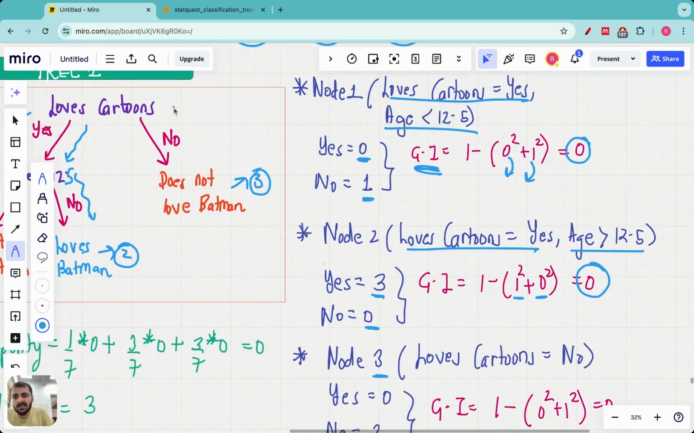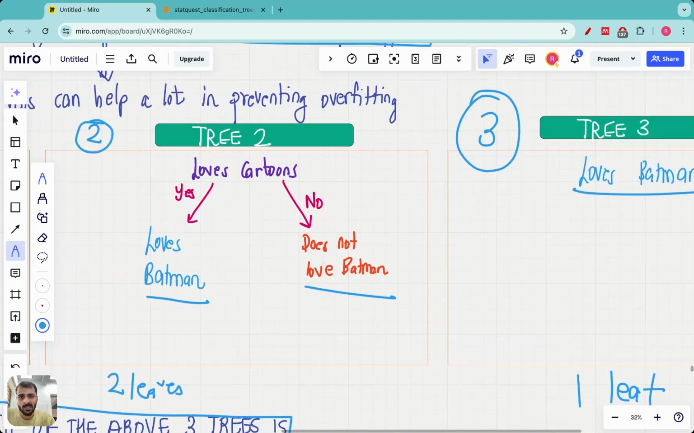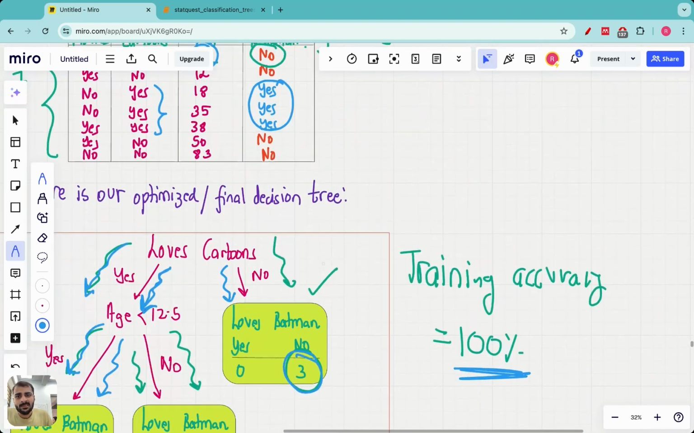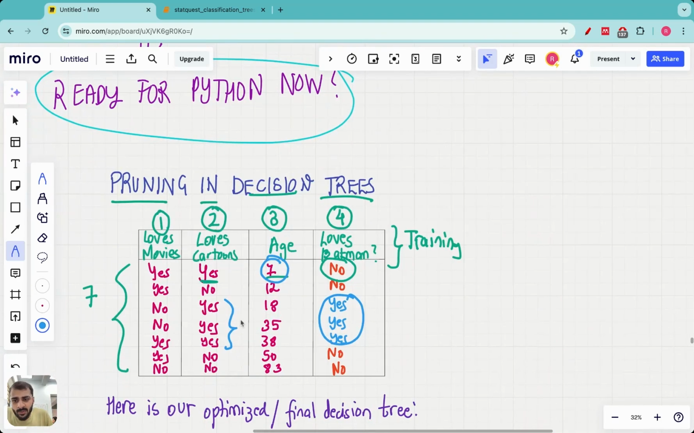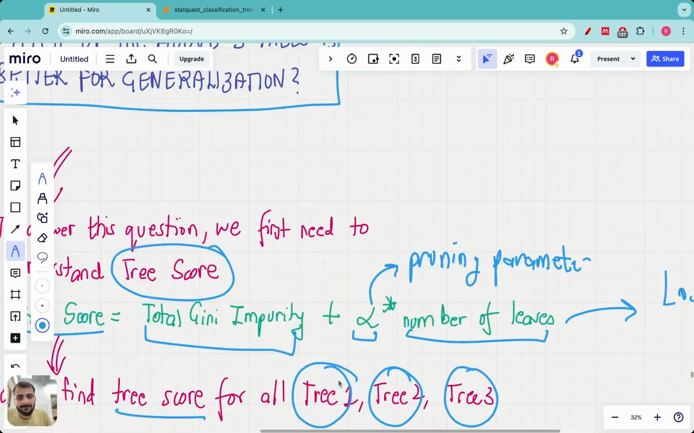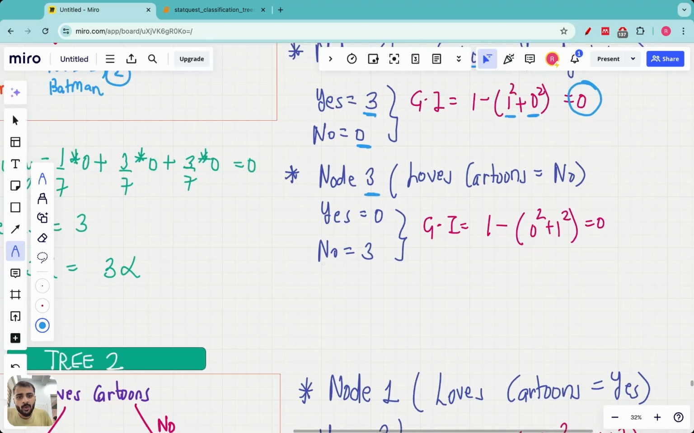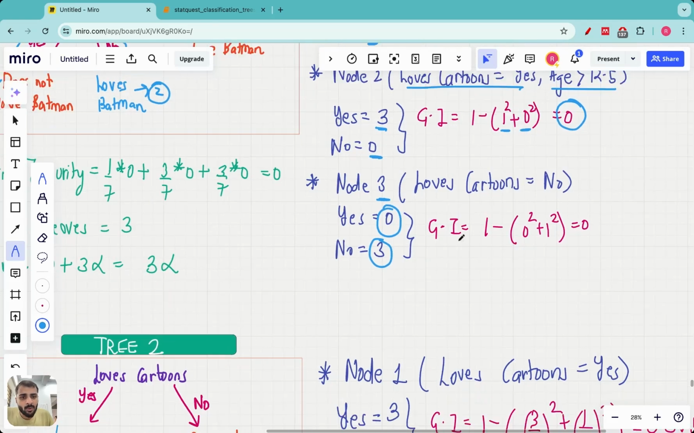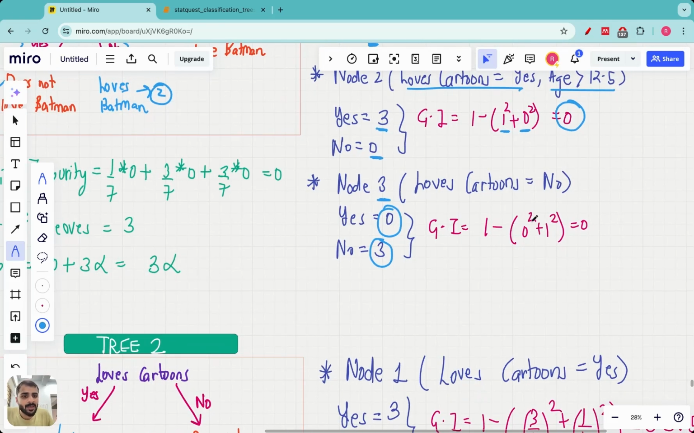Node number 3 is basically just the people who say no to the question of whether they love cartoons. So let's look at those people. It's this person here, this person here, and this person. And for all these three people, the answer to loves Batman is no. So 3 no and 0 yes. So for node number 3, I have 3 no and 0 yes. So the Gini impurity is 1 minus (0 squared plus 1 squared), which is equal to 0.